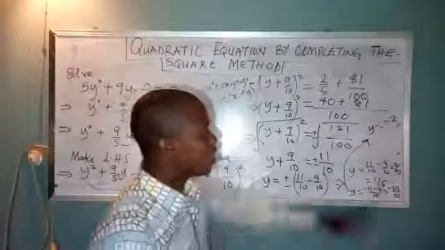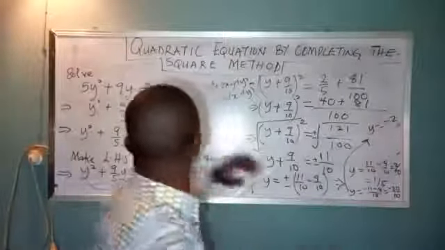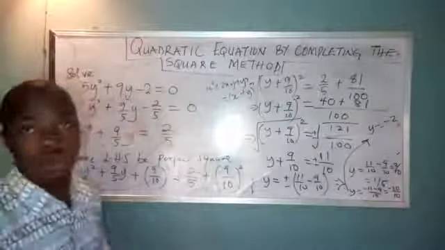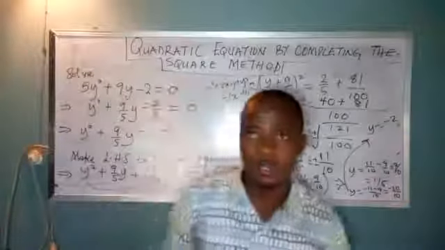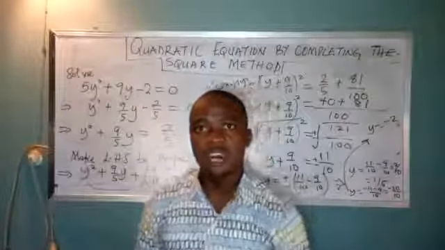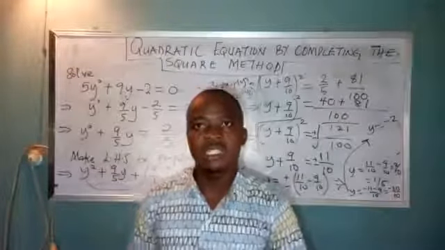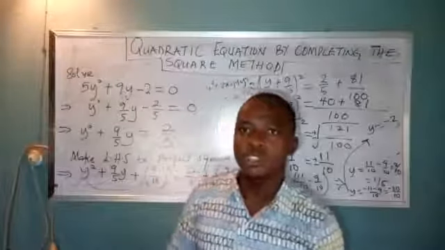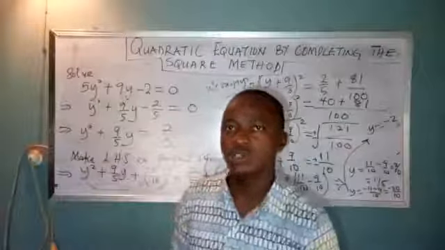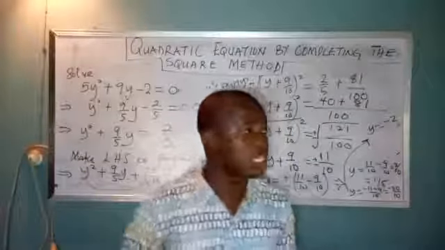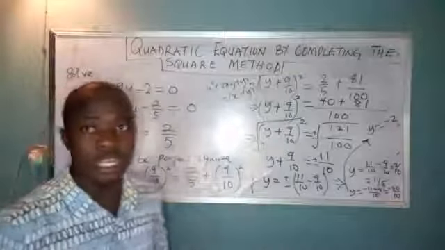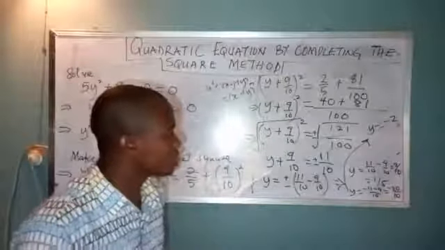If you take any of these values and put it back into the equation, definitely the left side must be equal to 0. If you check that and you find that the left hand side is not equal to 0, definitely there is something wrong with your workings. So you need to go back and check where the mistake was. That's how it is being solved.